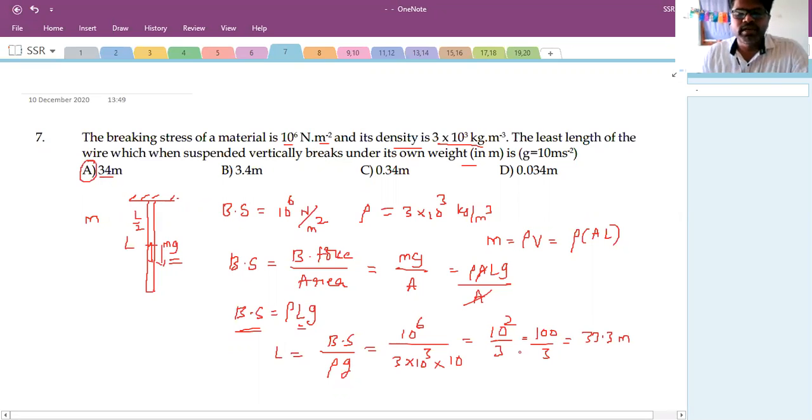If it is 34 meters length wire, that means the rod or wire for a breaking stress of 10 power 6, then if it is 34 meters, beyond even 1 inch also, 1 centimeter also, it will break.